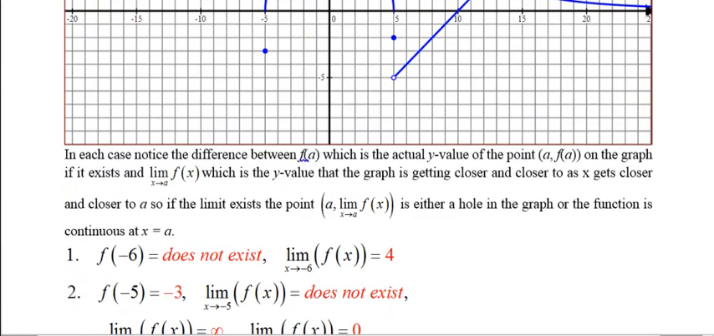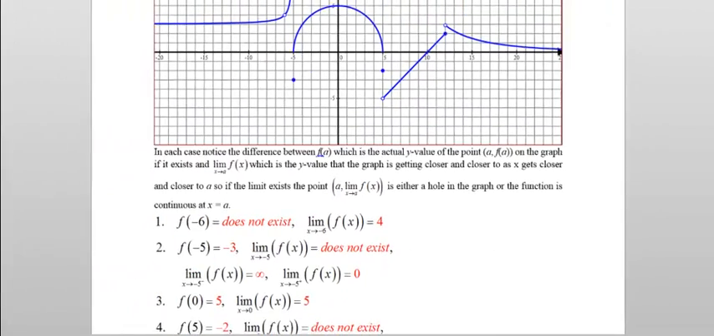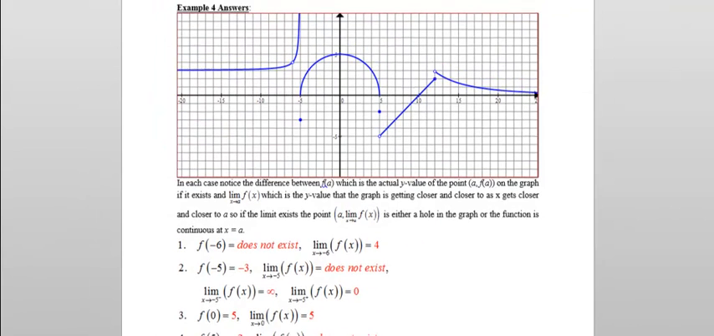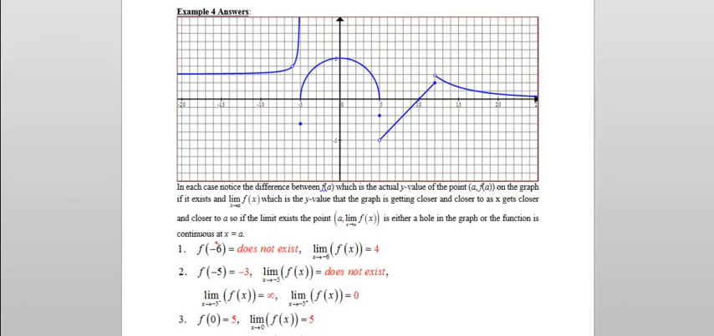Okay, I think I have all these things worked out. Maybe not with as much explanation in the notes. But let's look at what happens at negative 6, which is right here. If you look at a vertical line, it doesn't touch the graph anywhere. So f of negative 6 does not exist. The function is undefined there. Negative 6 is not part of the domain.